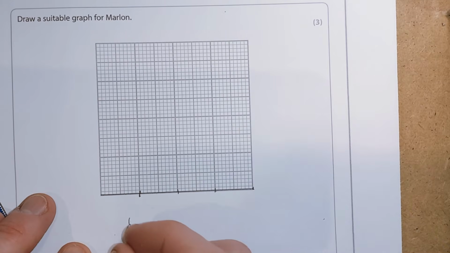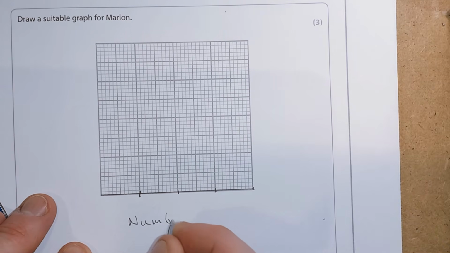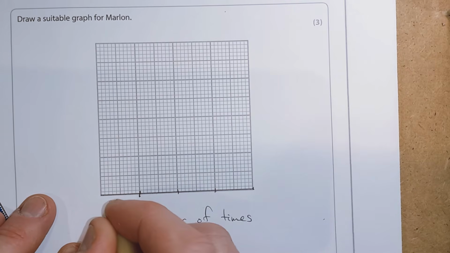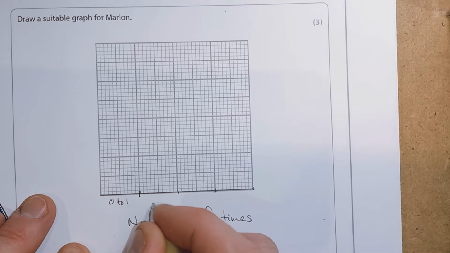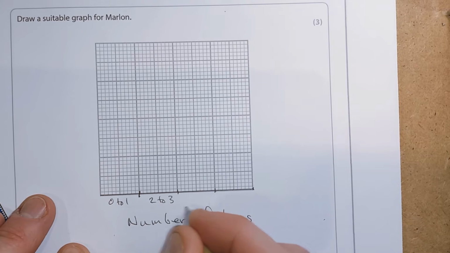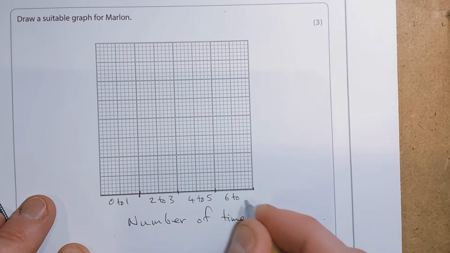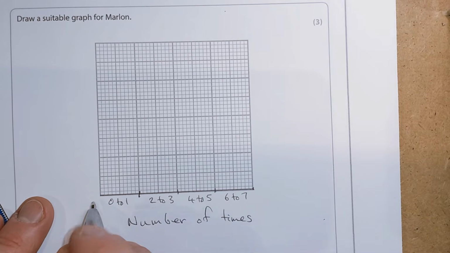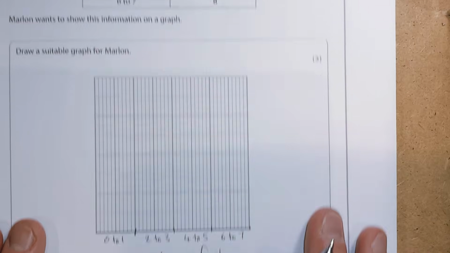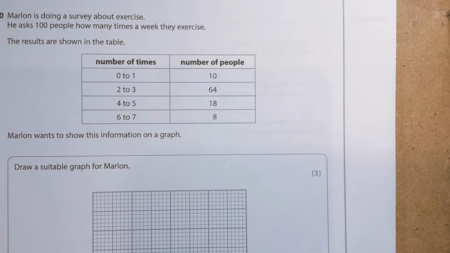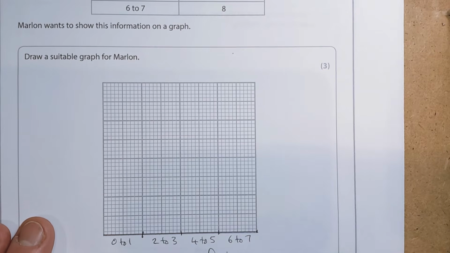Oh, this is going to be our number of times. So we've got 0 to 1, 2 to 3, 4 to 5, and 6 to 7. Now we've got to think about our numbers going up here. Well, look at the biggest number, 64. So we've got to make sure that it goes up at least as far as 64.